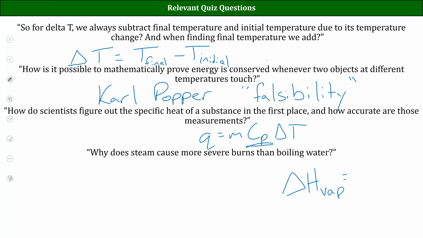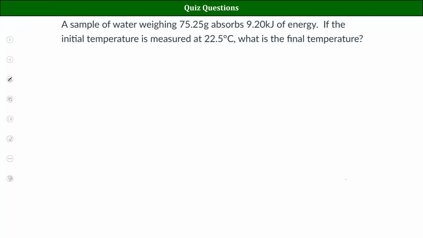Just like ice at 0 Celsius is a lot colder than water at 0 Celsius. Not really colder in terms of temperature, it's colder in terms of how cold it feels.